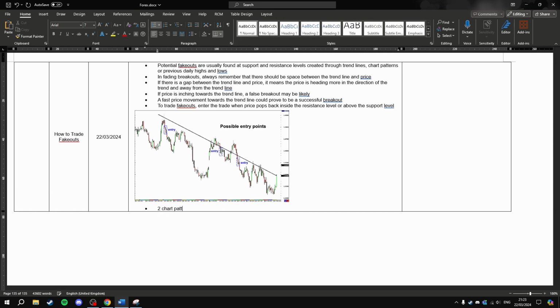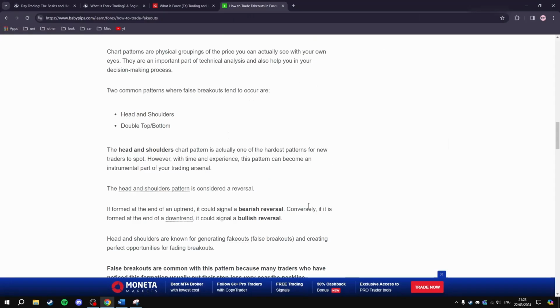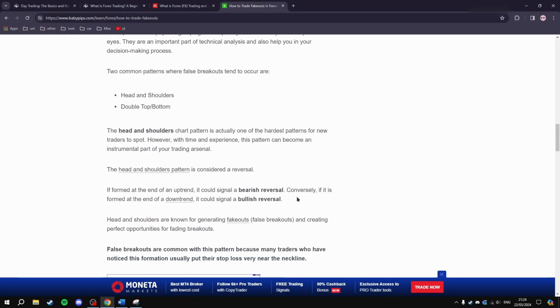Two chart patterns where false breakouts tend to occur: head and shoulders, double tops and bottoms. The head and shoulders chart pattern is actually one of the hardest patterns for new traders to spot. However, with time and experience, this pattern can become an instrumental part of your trading arsenal.